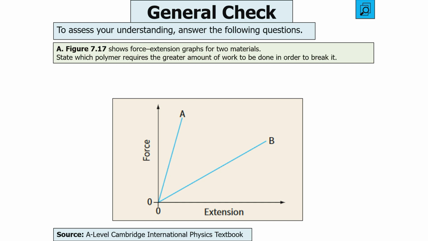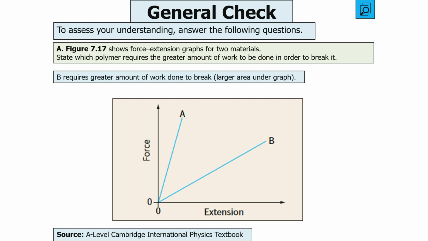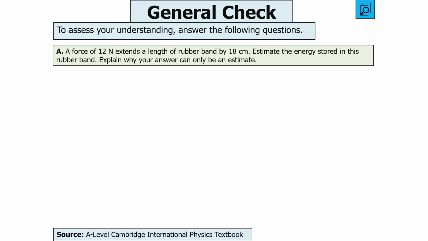State which polymer requires the greater amount of work to be done in order to break it. So pause the video now, then unpause the video when you want to go through your answer. B requires the greater amount of work to be done to break it, as there's a larger area under the graph.